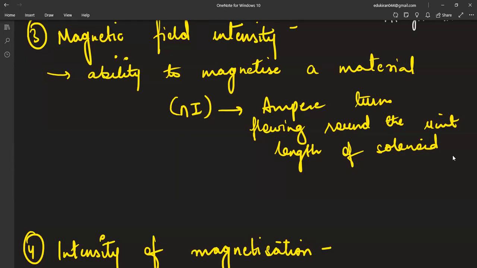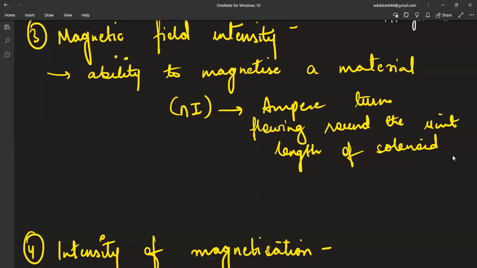Now, magnetic field intensity means the ability to magnetize a material. This is similar to magnetic induction also. That also induces magnetism. The difference lies in their calculation part. Physically, both have the same meaning. You can use magnetic field intensity for magnetizing materials, and you can use the term magnetic induction for magnetizing materials. Both are the same, but their mathematical calculations are different.